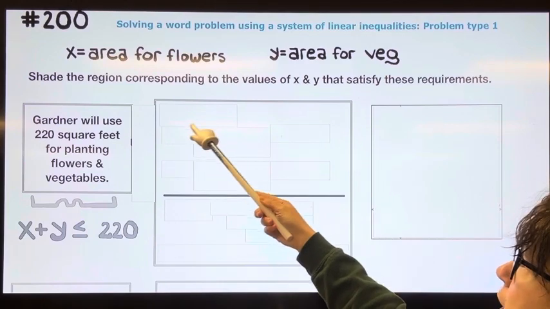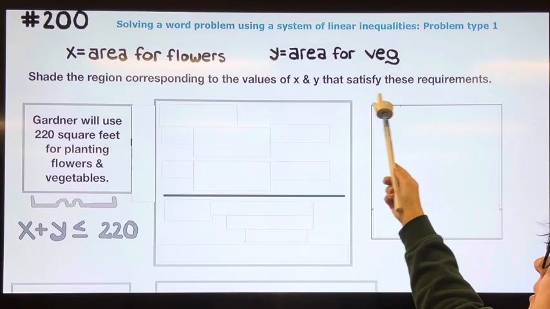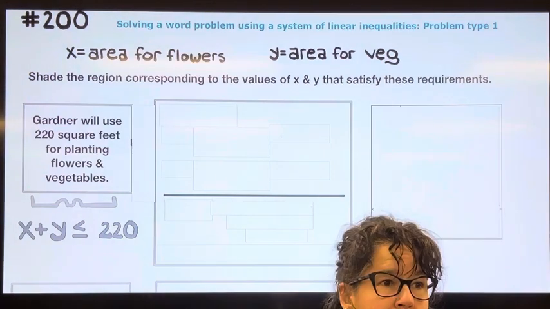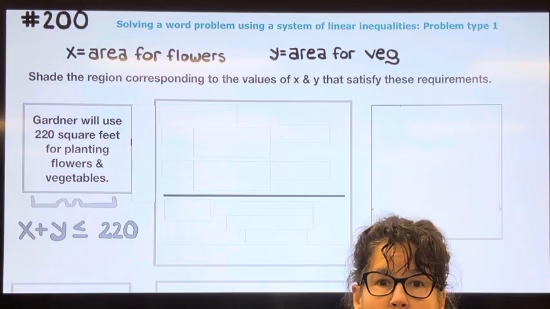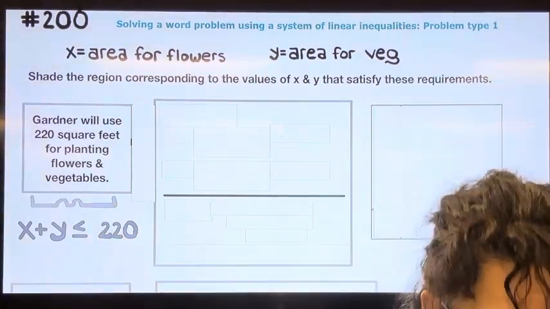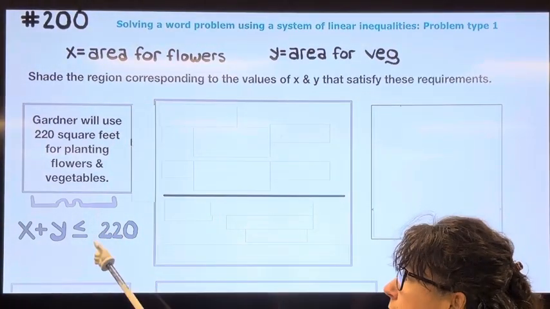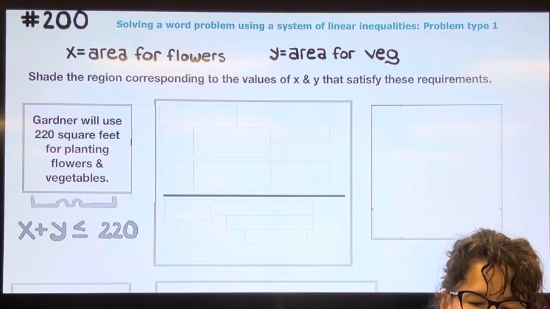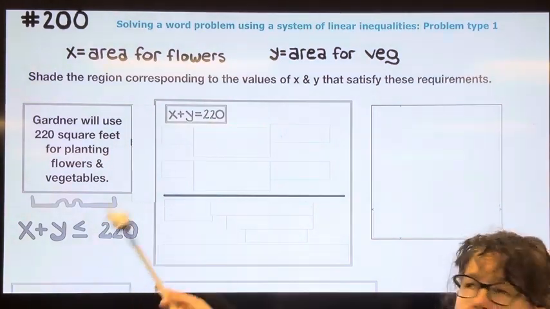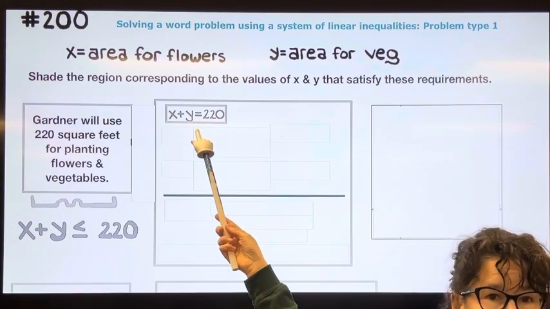Ultimately, we're going to be shading the region that corresponds to the values that satisfy the requirements. So I'm going to graph this inequality, and I'm going to have to graph one more inequality as well. But just taking it one step at a time, if you want to graph this inequality, then really you're going to start off by graphing this as if it was a line. So I have X plus Y equals 220.